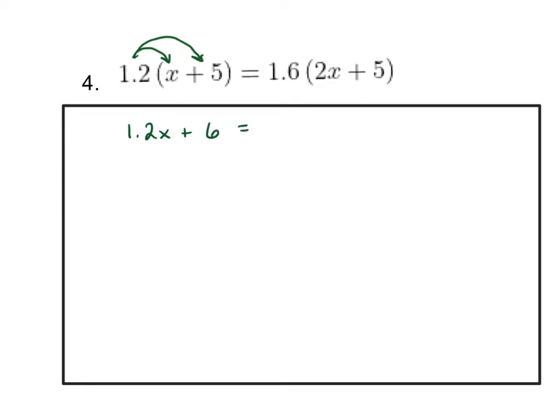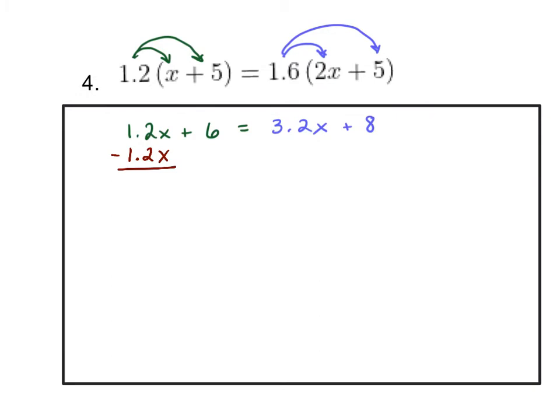On the right-hand side, 1.6 times 2 is 3.2x. And 1.6 times 5 is 8, I believe. Okay, so now we're left to see if we have any like terms on the left. There are none. No like terms on the right. So let's get all our variables on the same side. This time, I think I'm going to get my variables on the right, and I'll explain why I'm doing that as I go.